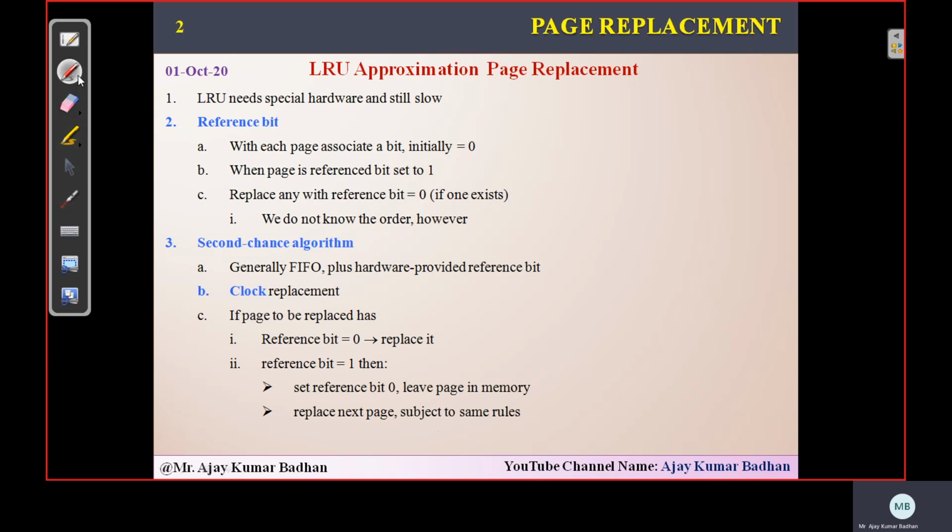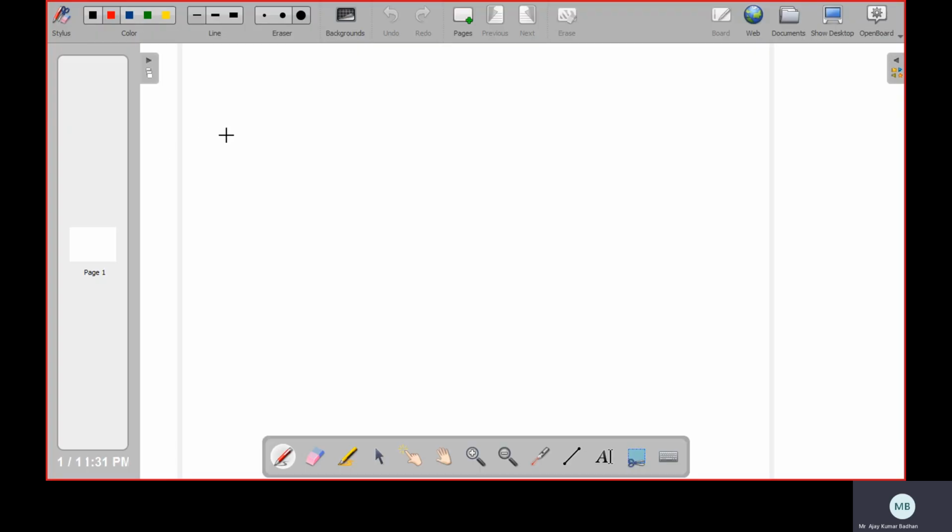So to overcome that, we use a second kind of algorithm related to your LRU, that is nothing but the second chance algorithm. But before that, we have a small, similar concept related to how to determine the order. I'll explain this with the help of a small example.